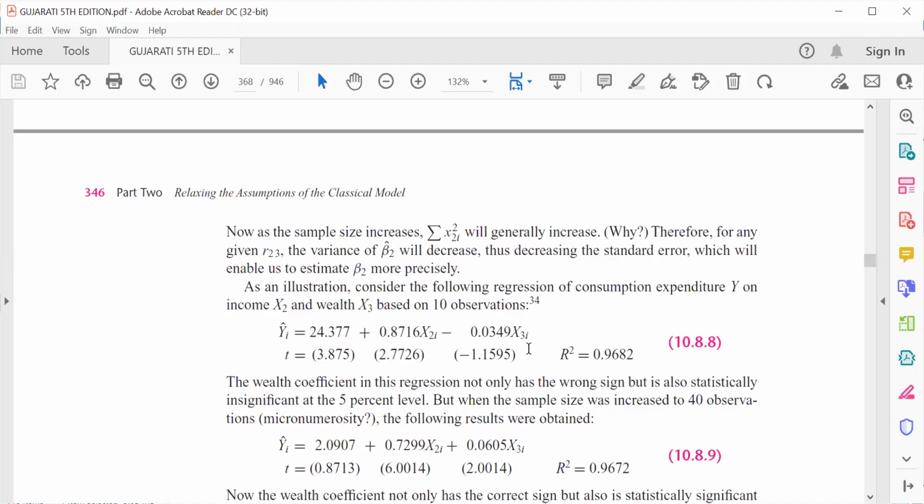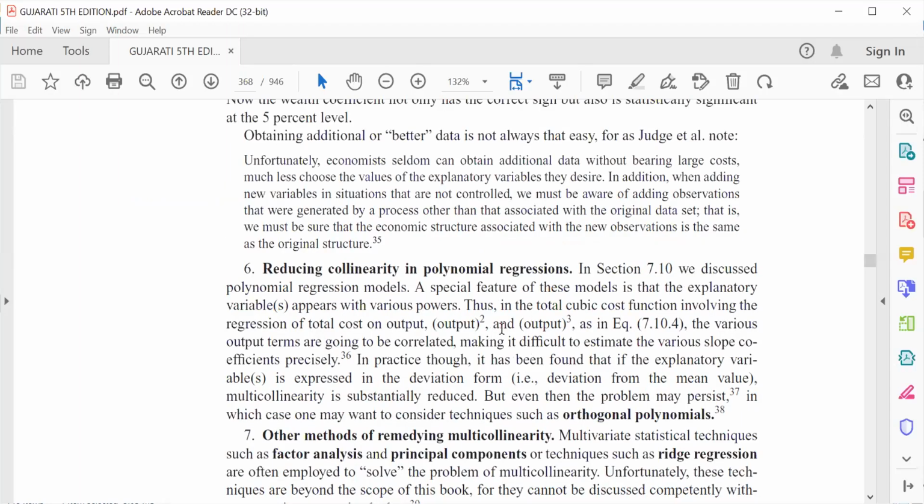Reducing collinearity in polynomial regressions. For example, we have cost functions in our previous model. If we have a cube model, we can decrease it to a square model.